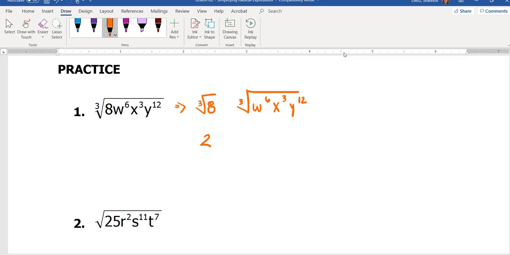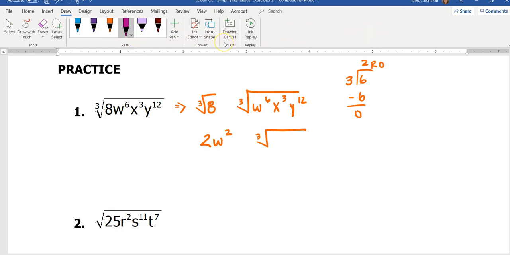So typically what I like to do, and you are welcome to do this or not, is set up my cubed root just as a place to put my remainder if I do end up having any. So we have 6 divided by 3 goes in twice. So I see that I will have w to the 2nd outside, no remainder. So I will not have any w's left over on the inside.